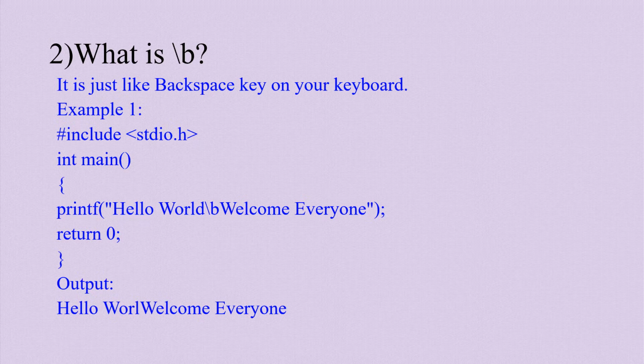Here the same program is there. I print hello world, and after hello world there is a \b. After that the message is welcome everyone. Whenever I run or execute this program, you will see that the word hello comes, then world comes, but D is missing. Because we are using \b, that letter D is deleted. So this is the same as the backspace button on your keyboard.